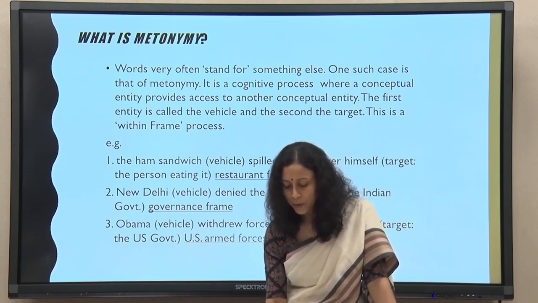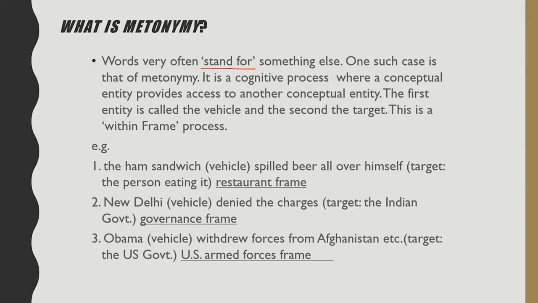We said very often words stand for something else. So, we may say that New Delhi rejected the hypothesis. So, this is something standing for something else. New Delhi is not a person. New Delhi does not have agency as a human being that can reject or accept things. So, basically we automatically know that New Delhi is standing for the government of India. So, this is what we mean by words often stand for something else.